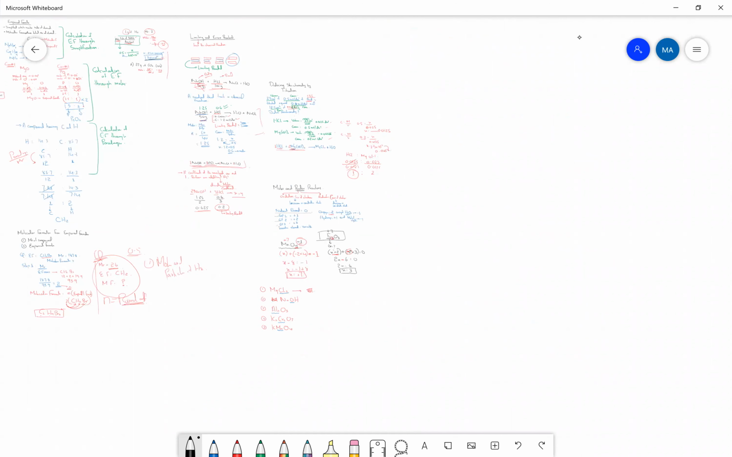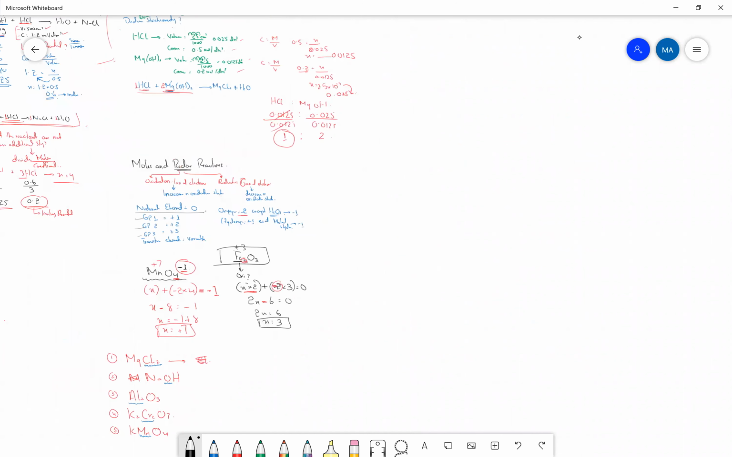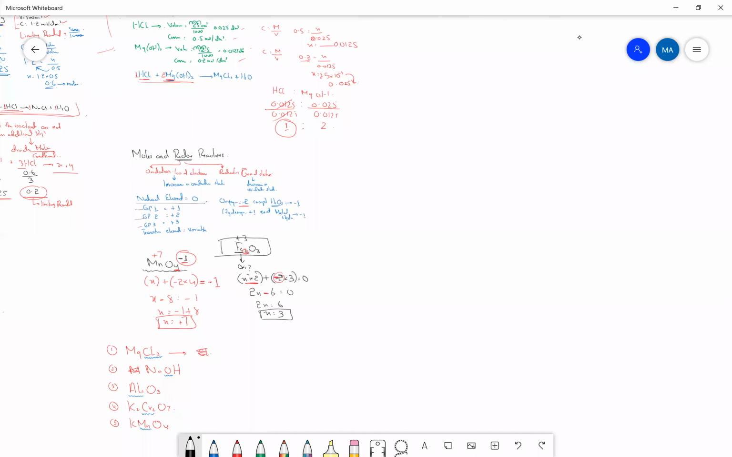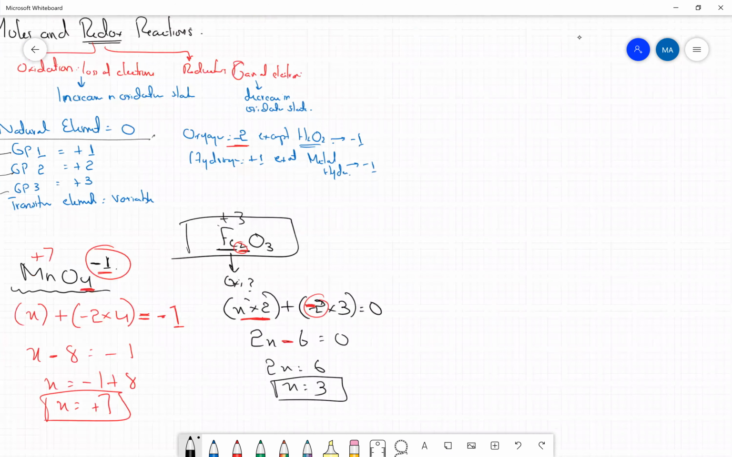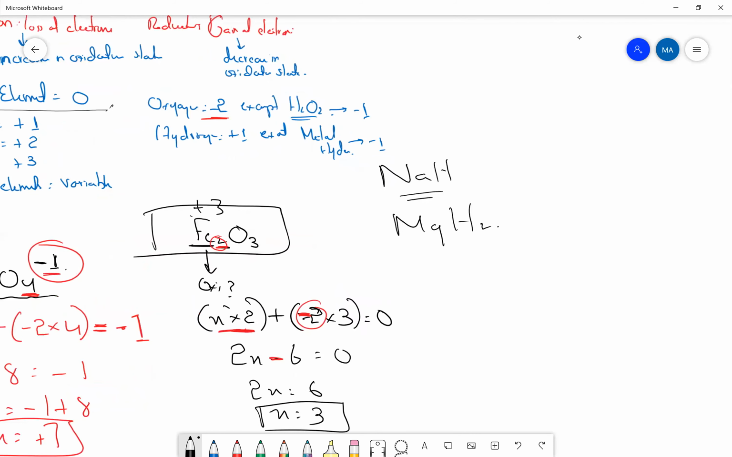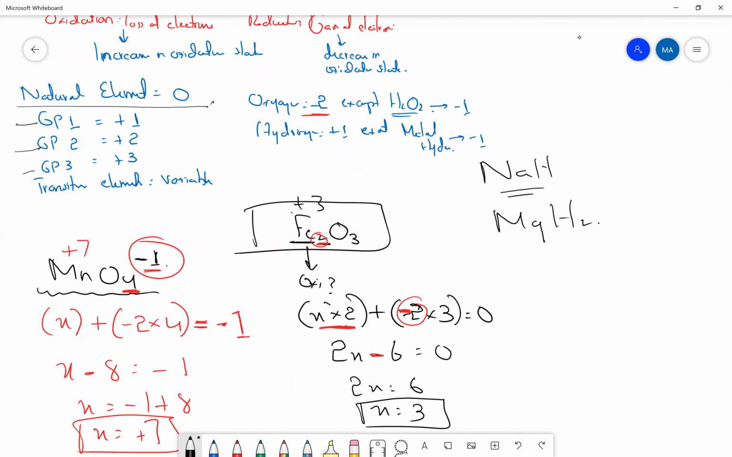Hydrogen always has a positive 1 oxidation state except for hydrogen in metal hydrides. A metal hydride could be any compound with a metal and hydrogen, for example, NaH, sodium hydride, and MgH2, magnesium hydride. So these are all the metal hydrides, and the oxidation state of hydrogen is -1 in these metal hydrides. Oxygen is always -2, but in H2O2 oxygen is -1.